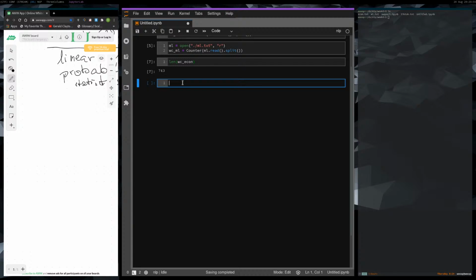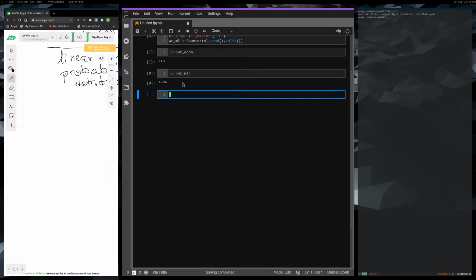All right, and we have 1206 words in the machine learning text. I'll share the text with you as well to see how it goes. We're going to be looking at the relationship between two words: the word data and analysis. So what is the relationship between those two words, and how can we measure it mathematically?